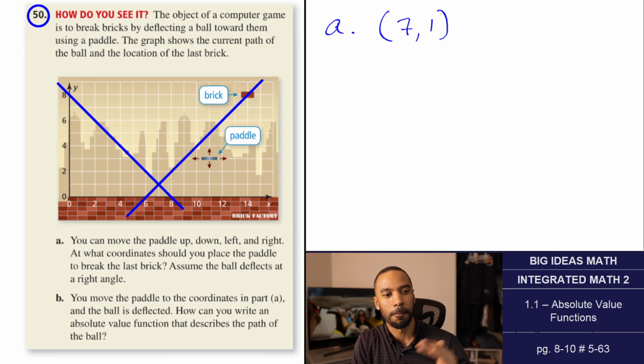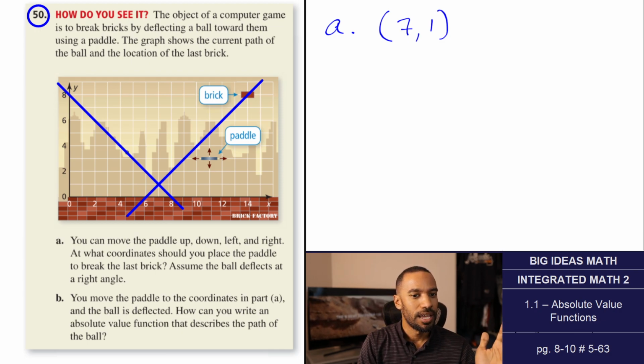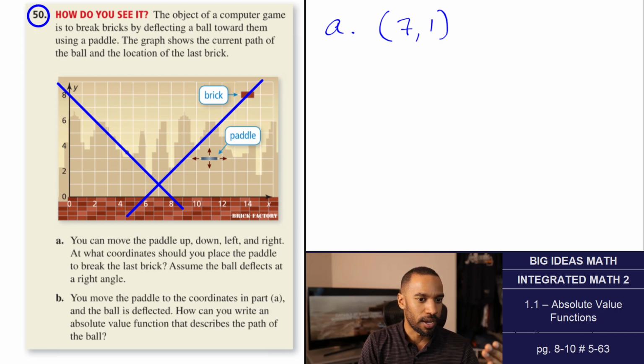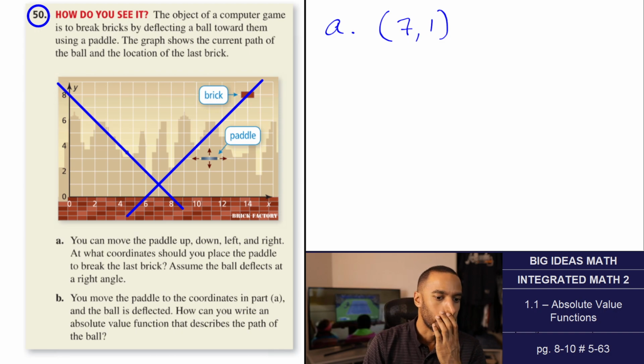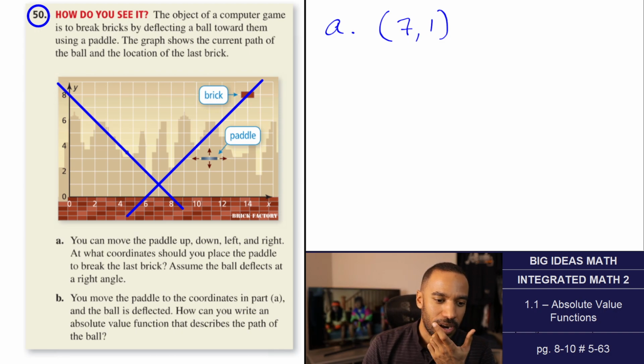So what did I do there? This is going up 1, left 1. I went down 1, left 1, because that's the same as up and right, until it intersected with this thing here, and then it hit. You move the paddle to the coordinates of part A, the ball is deflected.